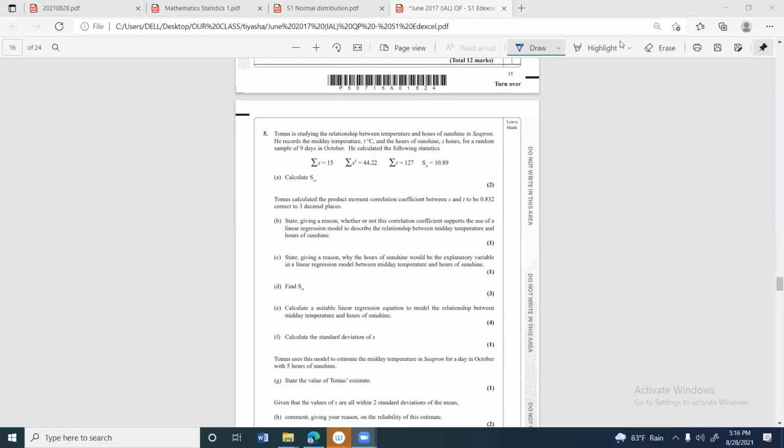Right. Thomas is studying the relationship between the temperature and the hours of sunshine in Seaform. So we just highlight these facts. Yeah, the relationship between the temperature and the hours of sunshine in Seaform. Right.